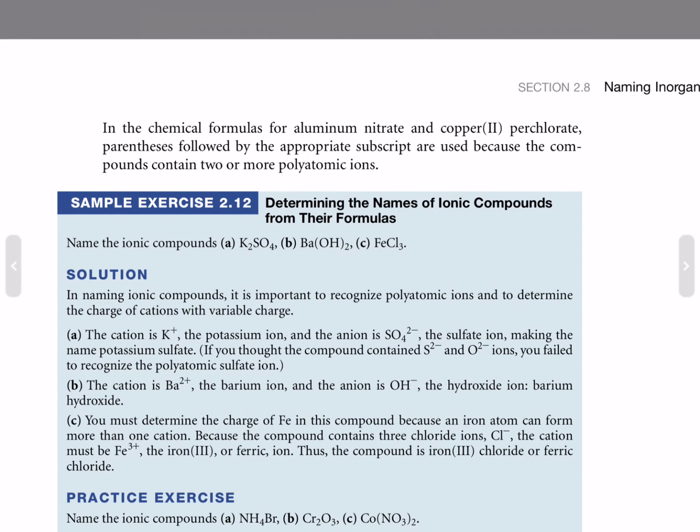In the chemical formulas for aluminum nitrate and copper(II) perchlorate, parentheses followed by the appropriate subscripts are used because the compounds contain 2 or more polyatomic ions.